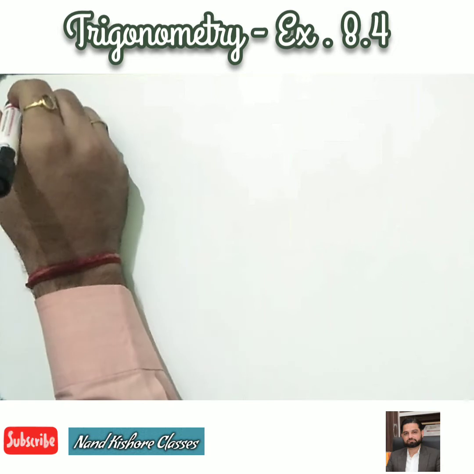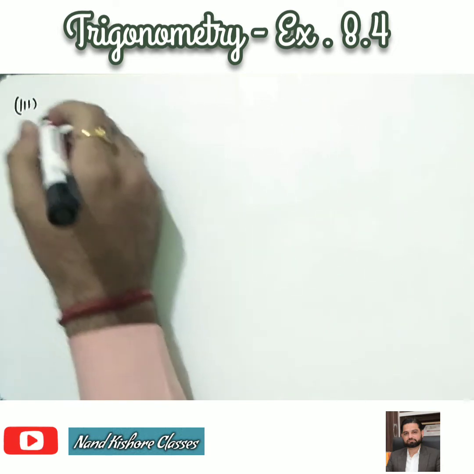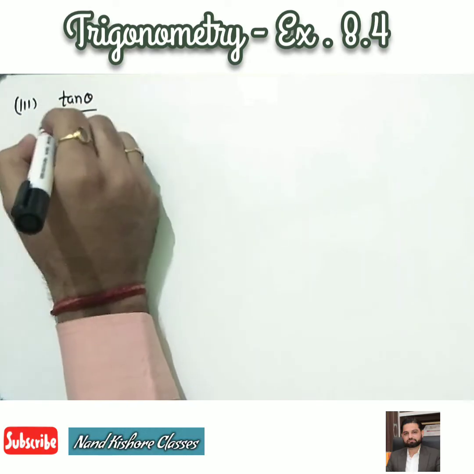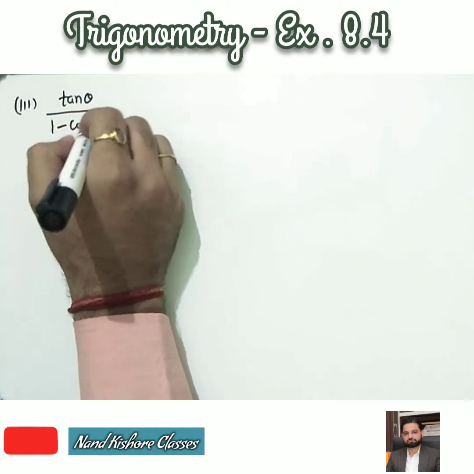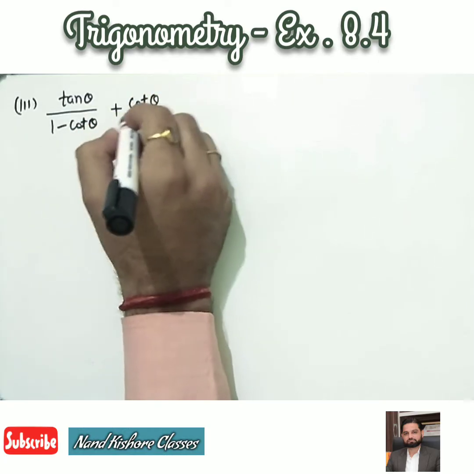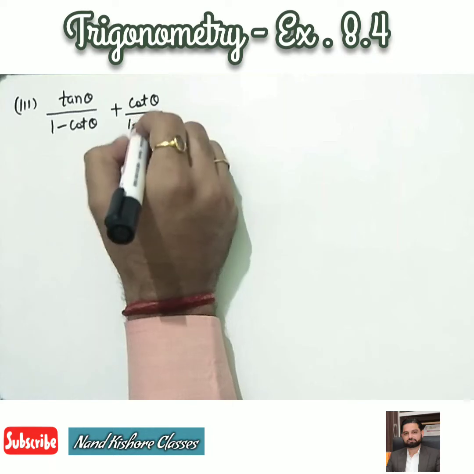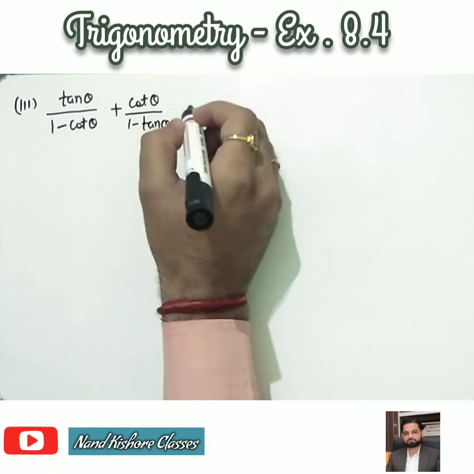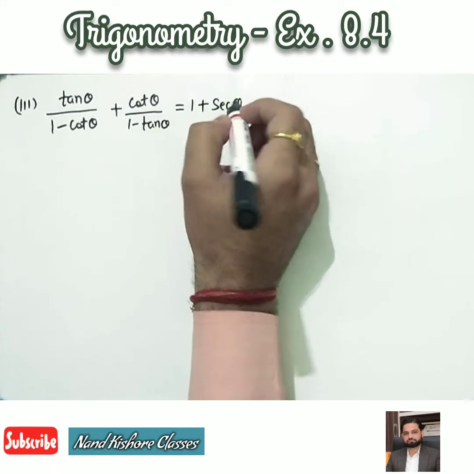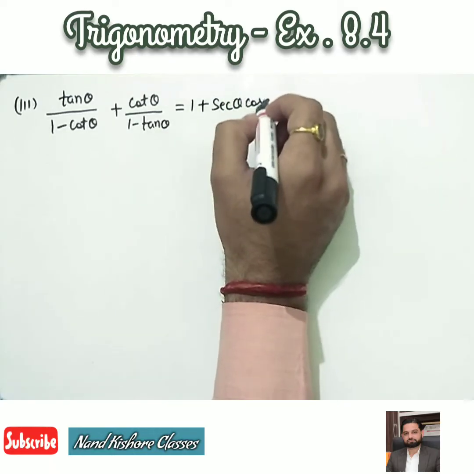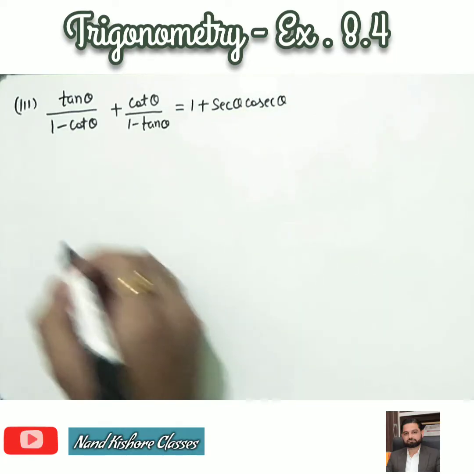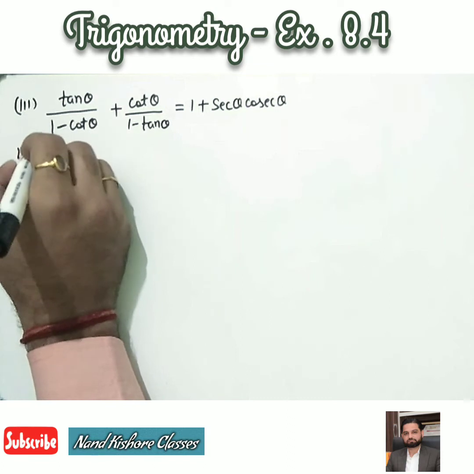Look at part third now. Part third is tangent theta upon (1 minus cotangent theta) plus cotangent theta over (1 minus tangent theta). Look at the statement very carefully, and right side is 1 plus secant theta cosecant theta, right? So this is the question. How can we do it? We need to take left side, right?